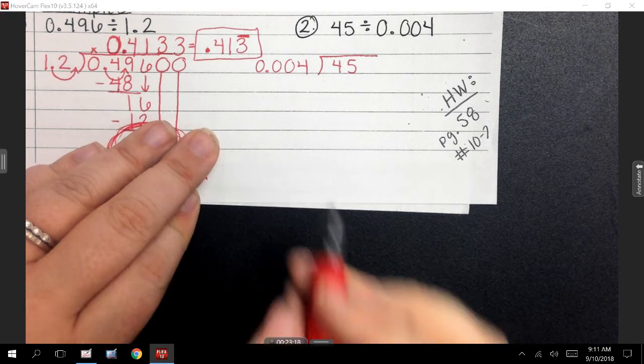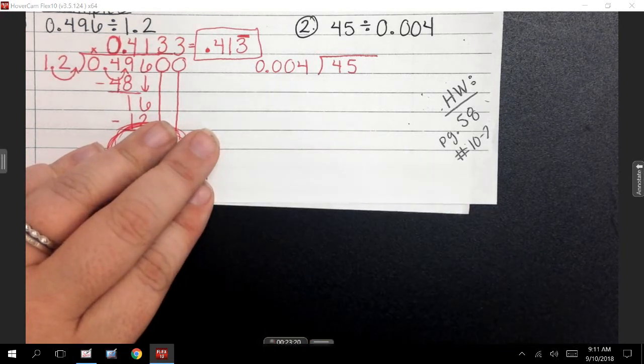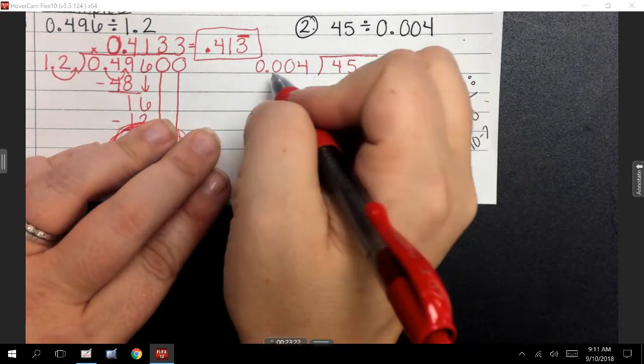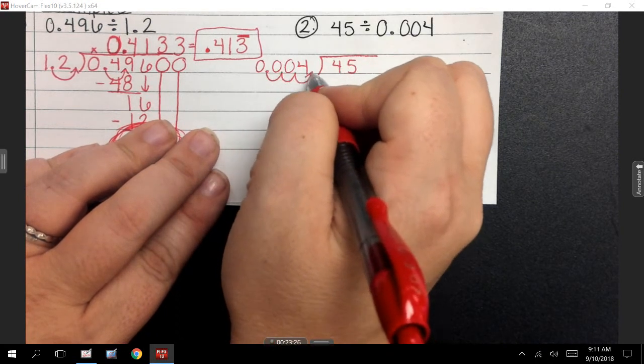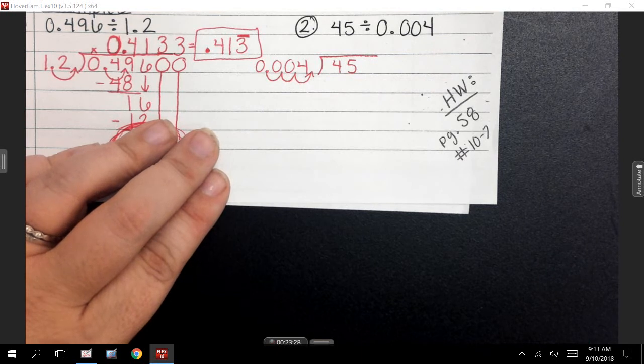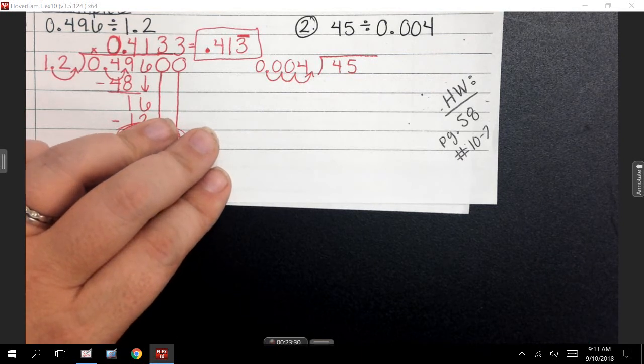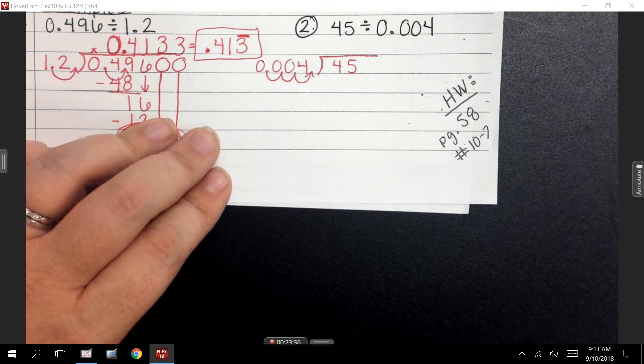So from here, I have decimals at the door. Can I have decimals in my divisor? No. So I've got to move it over 1, 2, 3 spaces. If I move it on the outside, we got to do it on the inside. But remember, on the inside, it's just the number 45. There's not a decimal there right now. Dalton, what do I need to do?